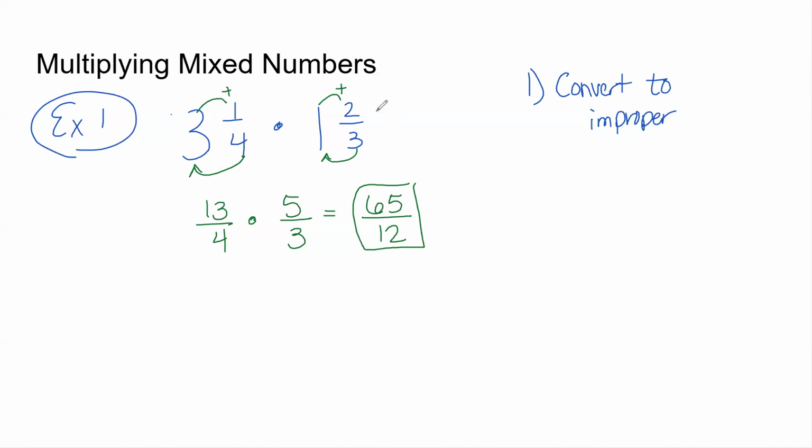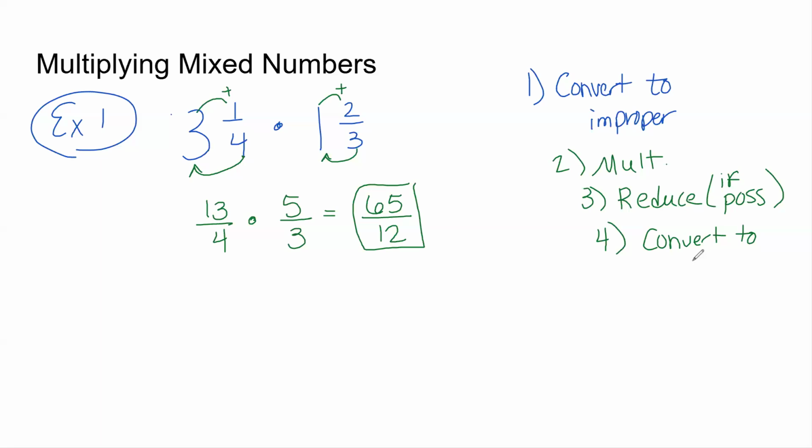But since the original problem had mixed numbers, we probably want to convert it back to mixed. So step 2 was just to multiply the impropers. Step 3, reduce if possible. This one did not reduce, or simplify, whatever you call that. And step 4 is most likely convert back to a mixed number. And usually, again, we just do that. If the original problem was mixed numbers, it would make sense to put the answer back to a mixed number.